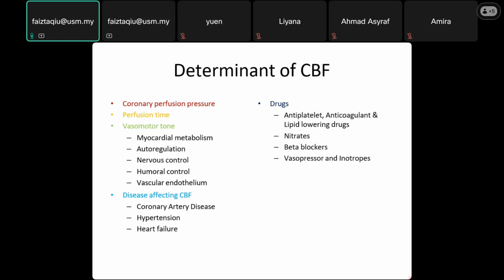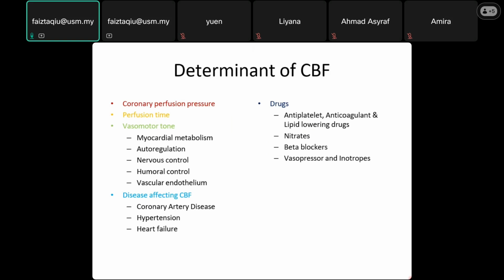Okay, so the determinants of coronary blood flow. The driving pressure for flow to the heart is the coronary perfusion pressure, by the formula just now that is derived from Ohm's law. Everyone knows that. So, perfusion time. What do you mean by perfusion time?